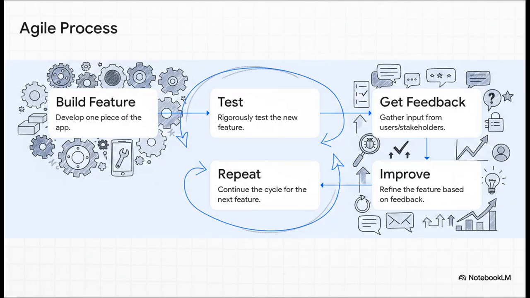And this whole testing process isn't some one-time thing at the very end. Modern teams use what's called an agile process. So instead of building the entire app at once and then testing it, they build one piece at a time, test it, get feedback on it, and improve it. It's this continuous cycle of building and refining that makes the final product so much stronger.